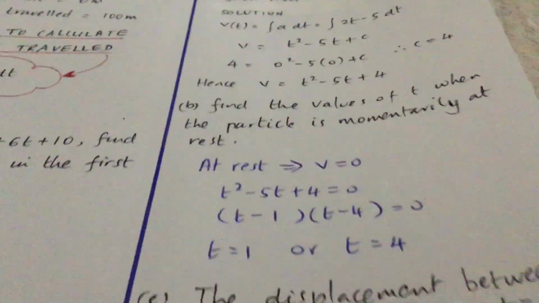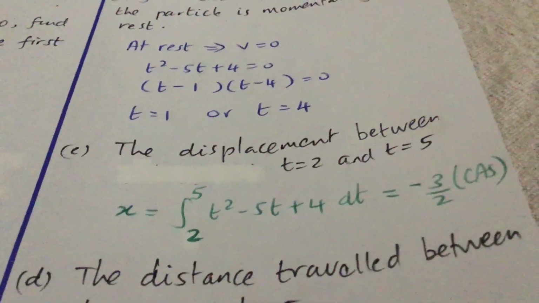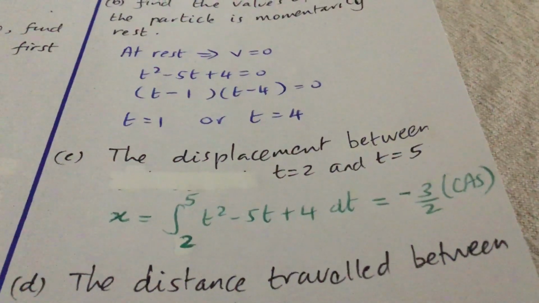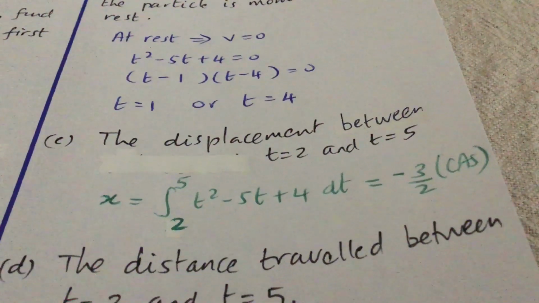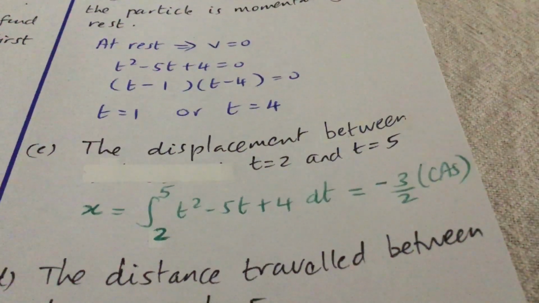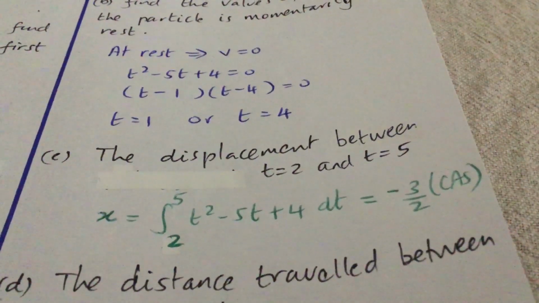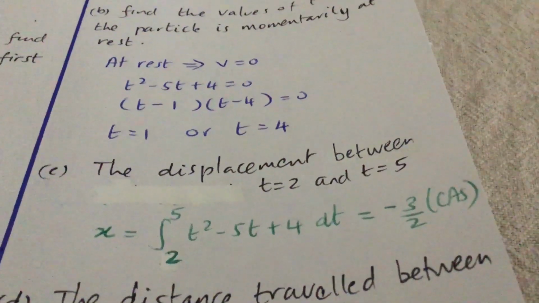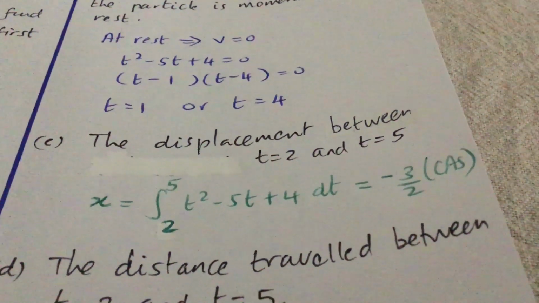Next part of the question, find the displacement between t equals 2 and t equals 5. So for displacement, you can just anti-differentiate the velocity function between 2 and 5, but remember, no absolute value. It's just the displacement. So just type it in your CAS calculator and the answer will come as negative 3/2.